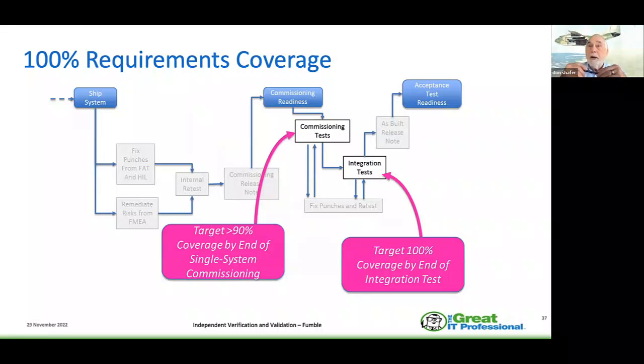The goal on commissioning now is to get me to 90% coverage by the end of a single system commissioning, which means that I'm going to commission the drawworks, I'm going to commission the dynamic positioning system, or I'm going to commission one of the navigation systems, until I get to integration test. And in integration test, I've cleaned up the 30 from before and the 10 from before, and I'm now at 100%. So in order to do the integration testing before acceptance test, I'm going to have 100% coverage.